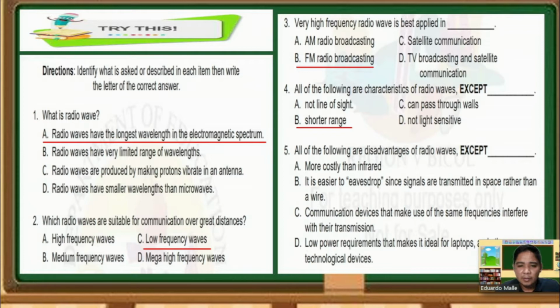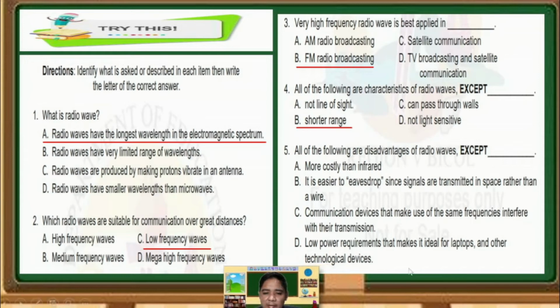Number 5, all of the following are disadvantages of radio waves except A, more costly than infrared. B, it is easier to eavesdrop since signals are transmitted in space rather than a wire. Letter C, communication devices that make use of some frequencies interfere with their transmission. Letter D, low power requirements that make it ideal for laptops and other technological devices. What is your answer? Okay, letter D, low power requirements that make it ideal for laptops and other technological devices.